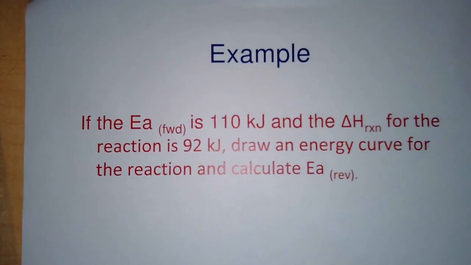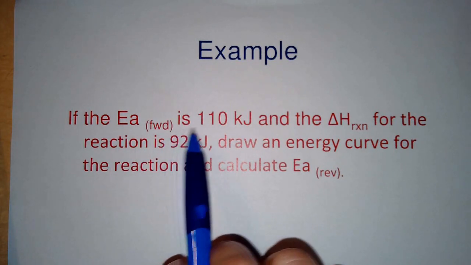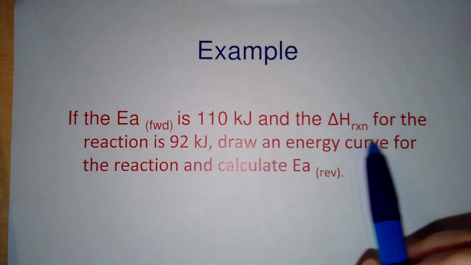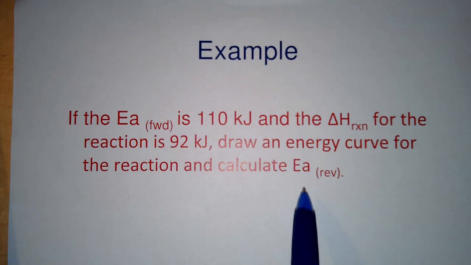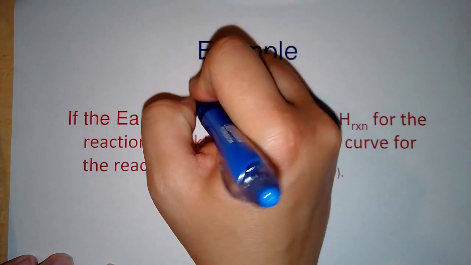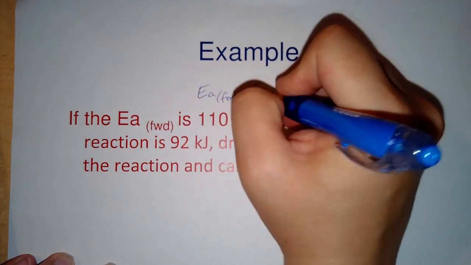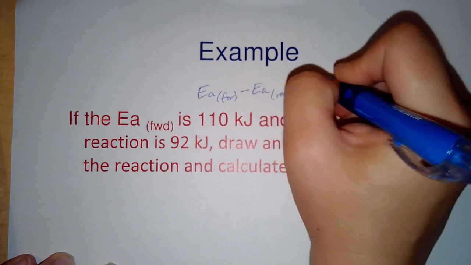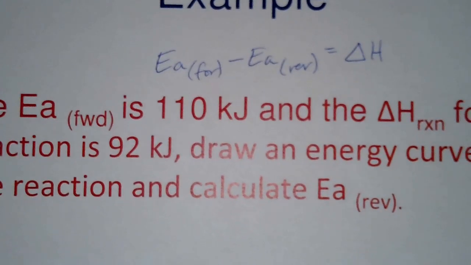Now even if we don't have a graph, we can also calculate this information. Activation energy of the forward is 110 kilojoules. Delta H is 92. Draw an energy graph for the reaction and find activation energy of the reverse. Alright, so first I'm going to do it without the graph. So we have activation energy of the forward minus activation energy of the reverse is equal to delta H. Alright, so now let's fill in what we have to solve for our value that we're missing.